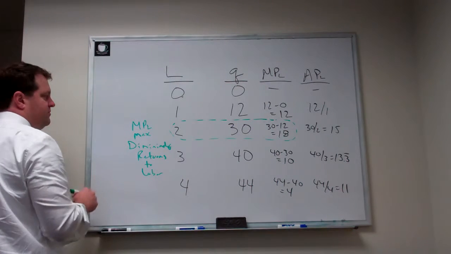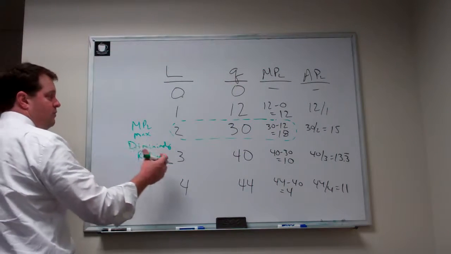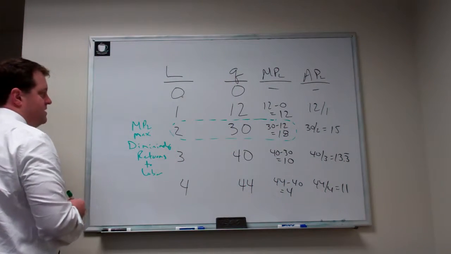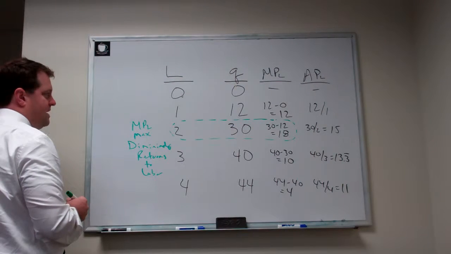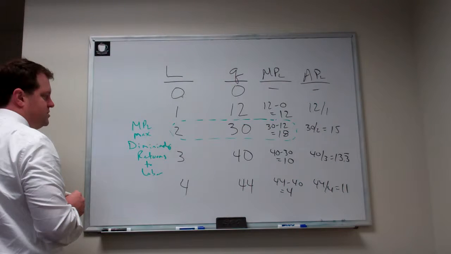So we always want to be able to find that marginal product or the diminishing returns to labor point. And the way that we do that is we just see the point at which marginal product is maximized. So at L equal 2, in this particular instance, we've reached diminishing returns to labor.